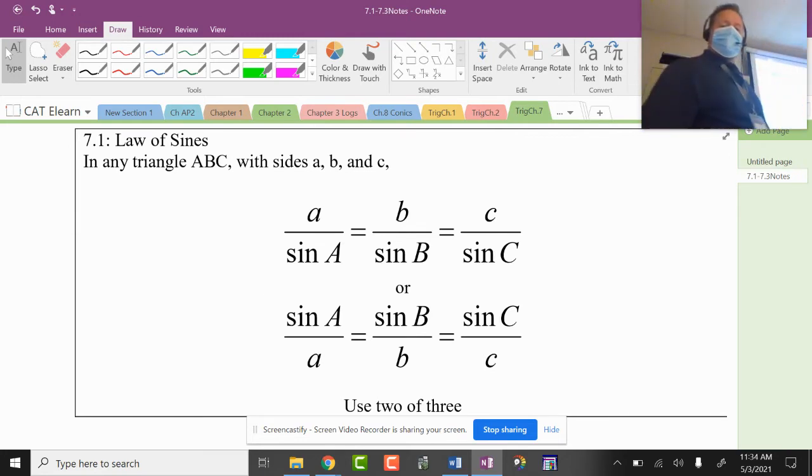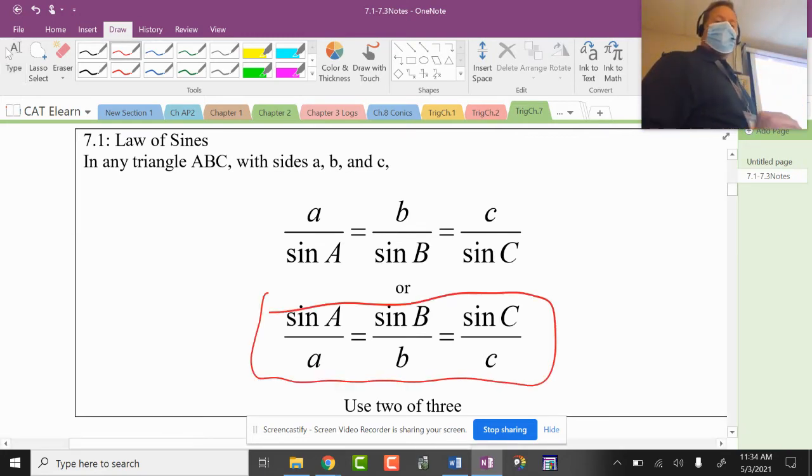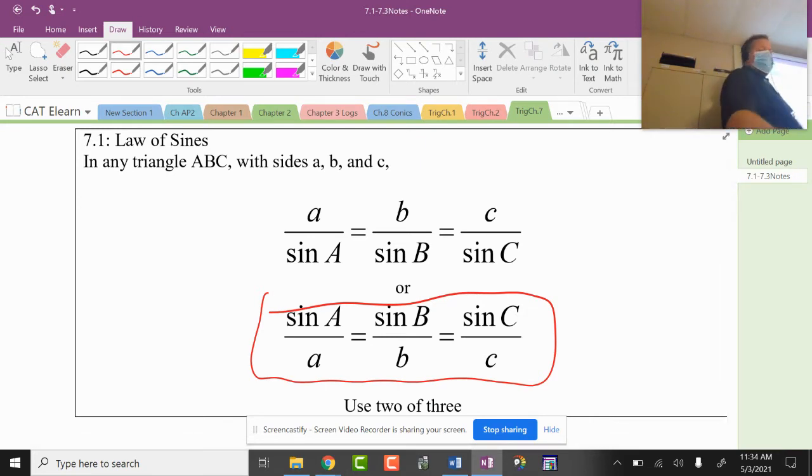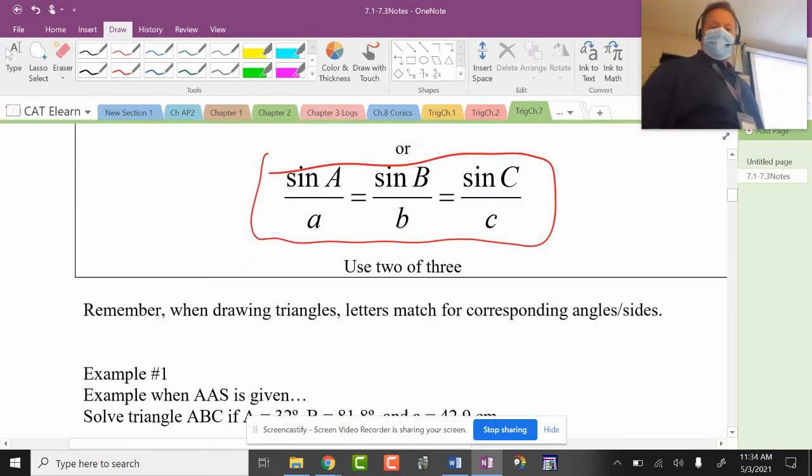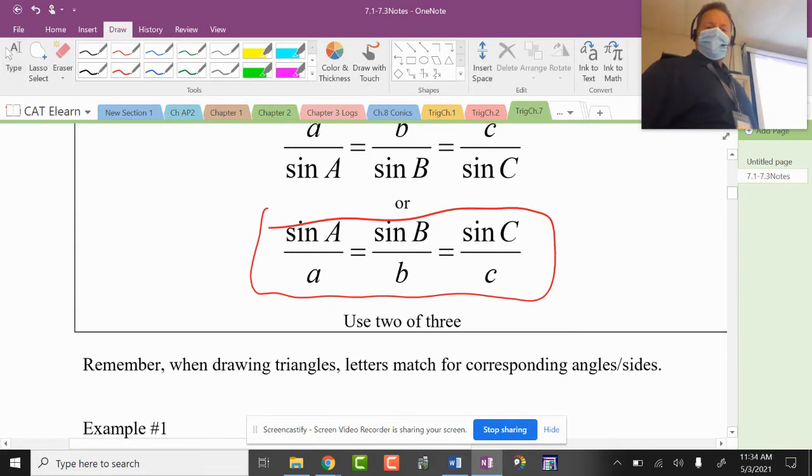I don't know why I always like using this version. Doesn't really matter, though. All it is is the flipped version of the one above. But I will most likely always write that one down. I don't know why, it's just stuck in my head. And you're only going to use two of the three. And I probably should put this up in this box.